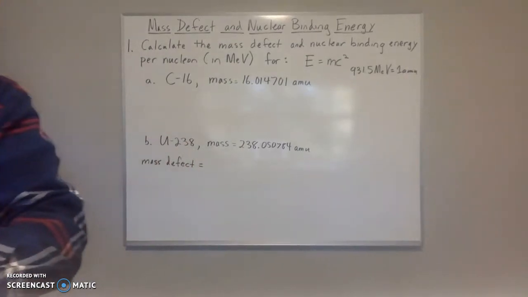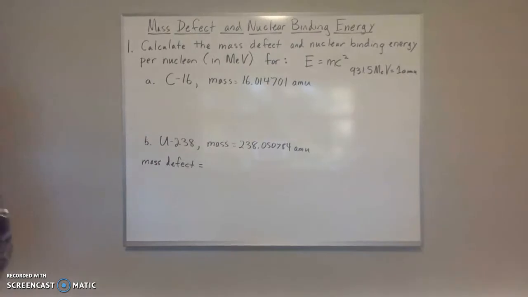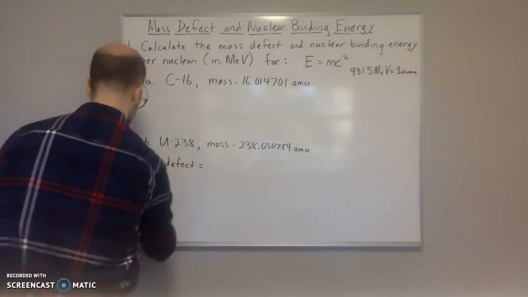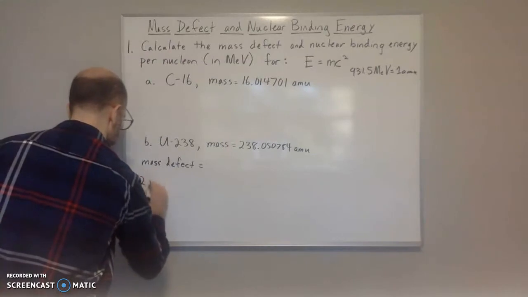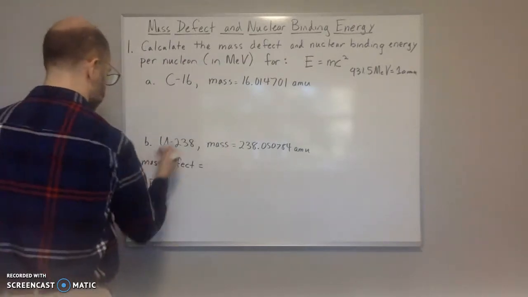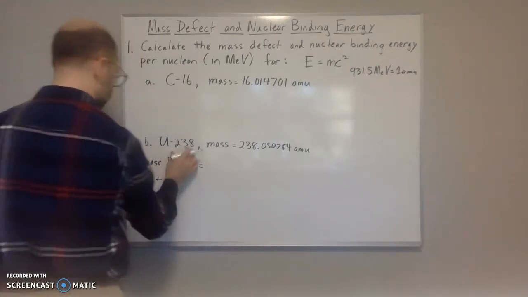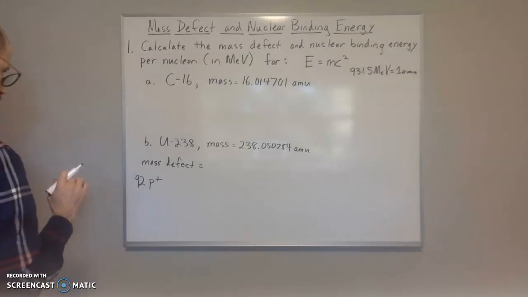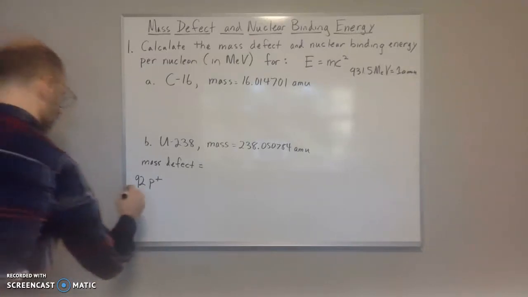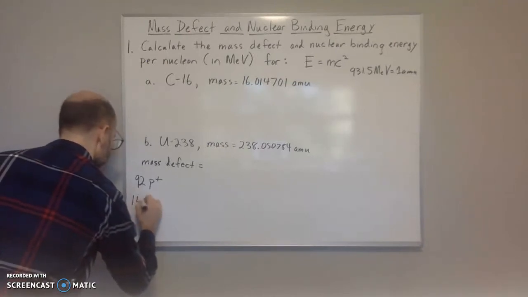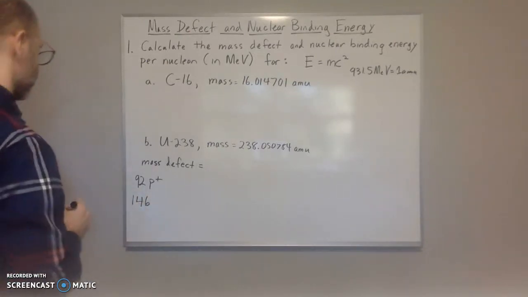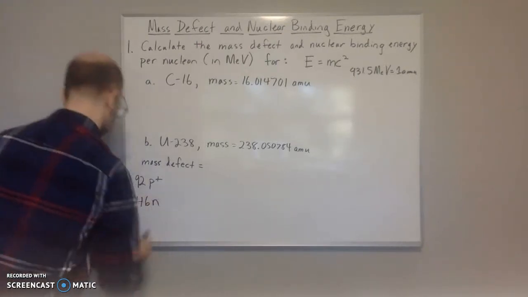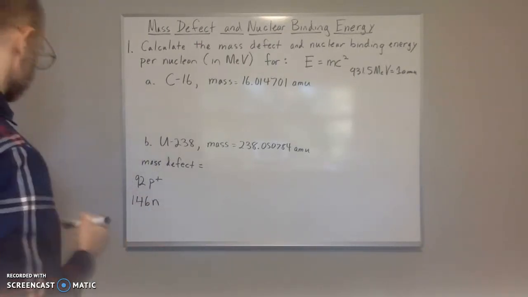So we need to figure out how many protons we have. We've got to look up uranium. I believe it's 92, but it's always best to verify. Yeah, 92. So we have 92 protons, and then the rest is neutrons. So we subtract 92 from 238. It's going to be 138 plus 8, 146. So we have 146 neutrons.